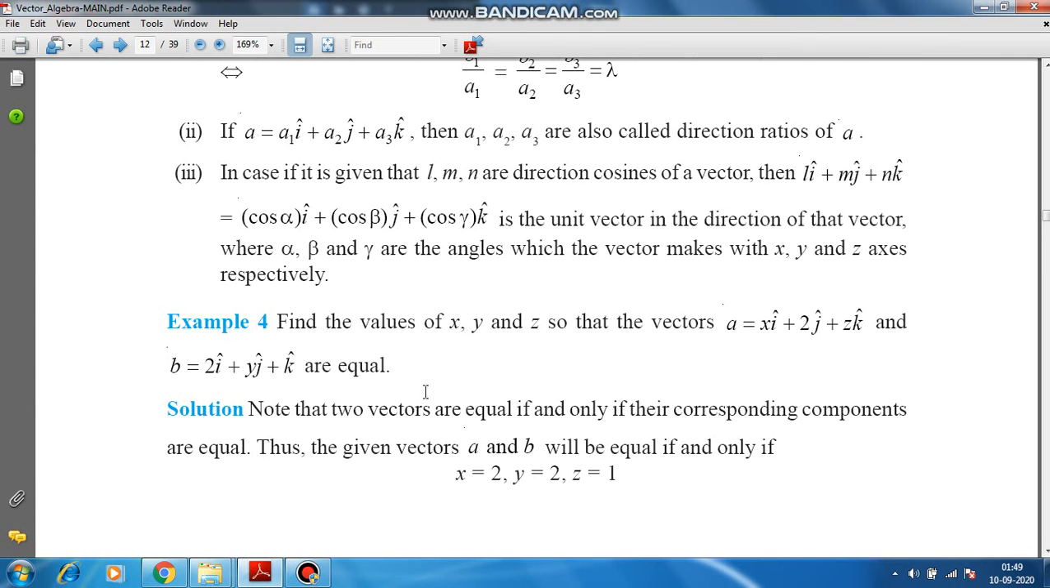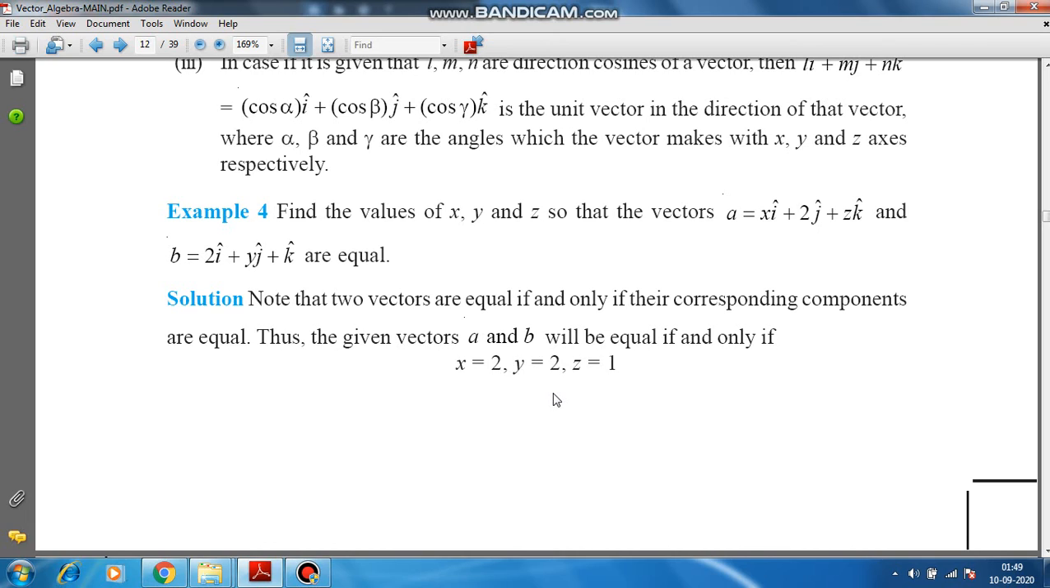One example we left here. Find the values of x, y and z so that the vectors A equal to xi plus 2j plus zk and B equal to 2i plus yj plus k are equal. So we know that two vectors are equal if their components are equal. So here components of A are x, 2 and z, and components of B are 2, y and 1.